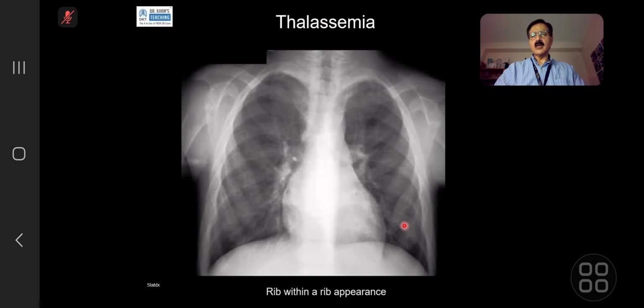If you look carefully, there is a rib here and there is a rib here. So, rib within a rib appearance. That can be seen in thalassemia.